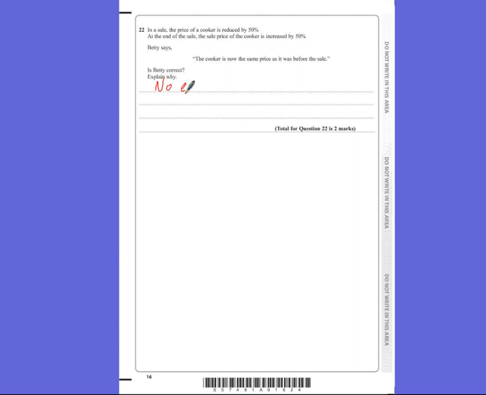So, for example, if it cost £100, then to knock off 50%, we times by 0.5, and 0.5 of 100 would be £50. So in the sale, it would cost £50. Then, to add 50% back on, we'd multiply by 1.5. So 50% of 50 is 25, and adding that back on would only get us back up to £75.